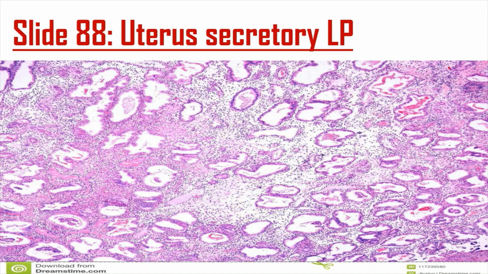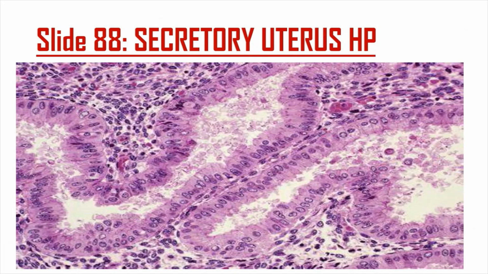So here, this is at low power. You draw the secretory uterus, the glands here. Just pick one, two, three glands and show the connective tissue that is surrounding. At high power, this is how it appears. You see now, you can see.